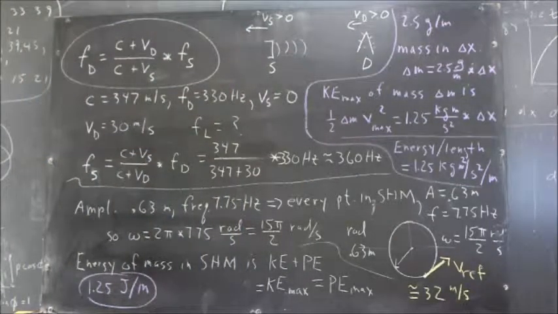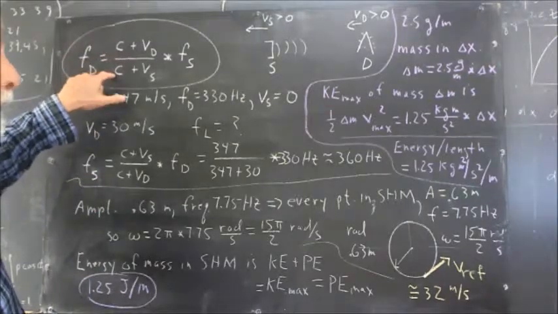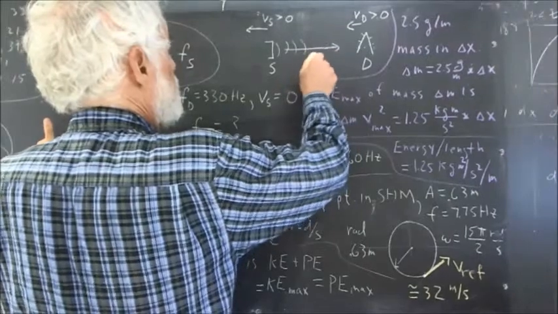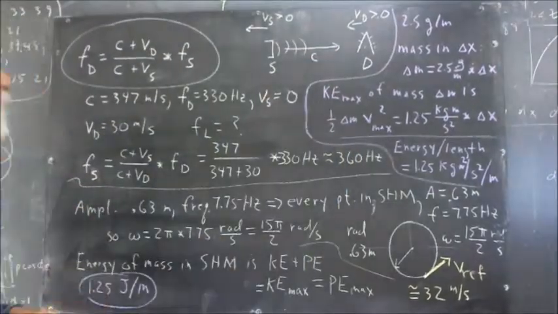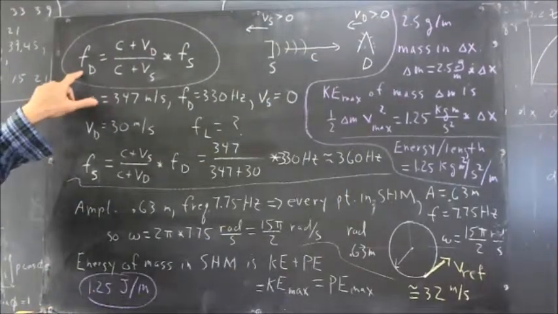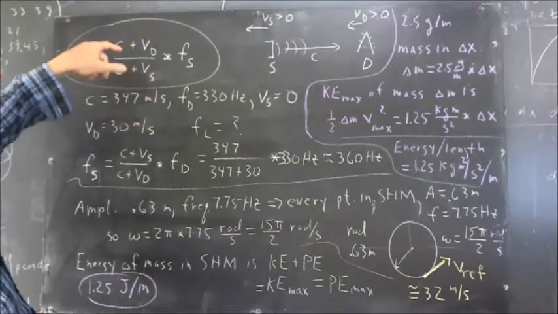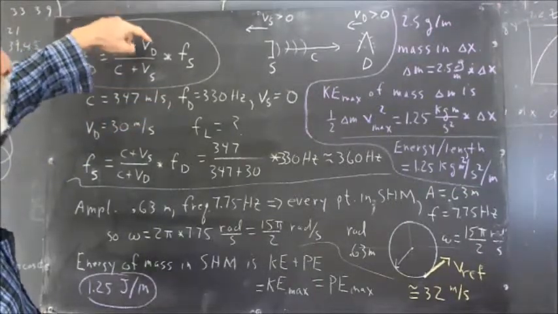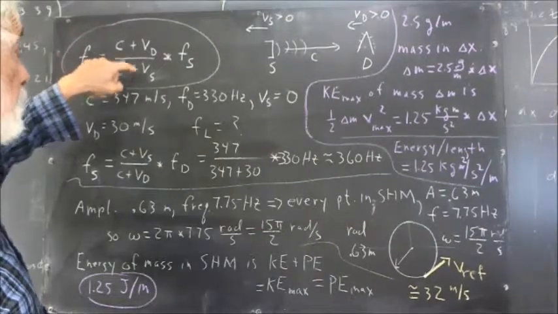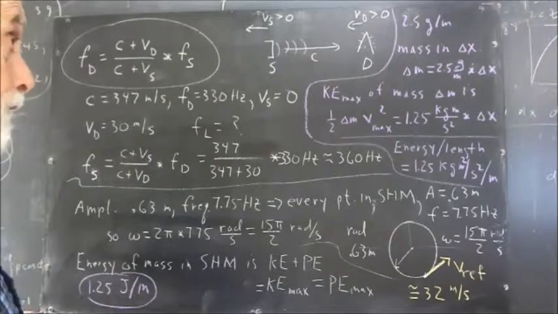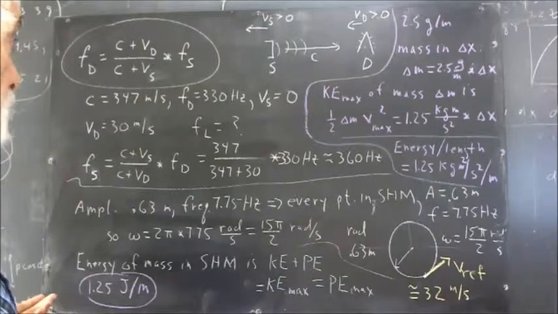So with that convention, we're going to use c for the velocity of the wave. So the wave velocity is c, and the frequency observed by the detector is equal to c plus the velocity of the detector, over c plus the velocity of the source, multiplied by the frequency of the source. Now, why does that make sense?